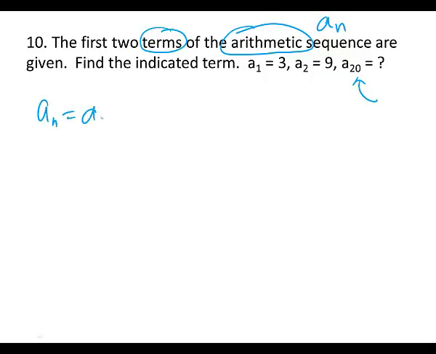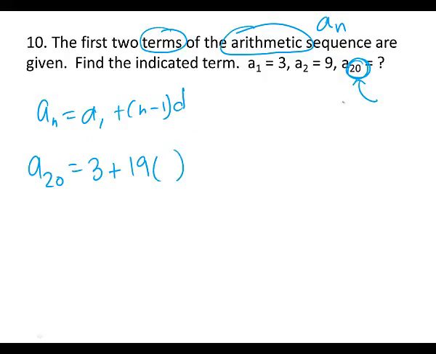Our a sub n formula is a sub 1 plus n minus 1 times the difference. All right, so what's going in for my n value? 20. So a sub 20. Remember, that just means I'm finding the 20th term. It has nothing to do with the rest of the problem, with the arithmetic part of the problem. What's my first term? 3. Good. N minus 1. What's 20 minus 1?